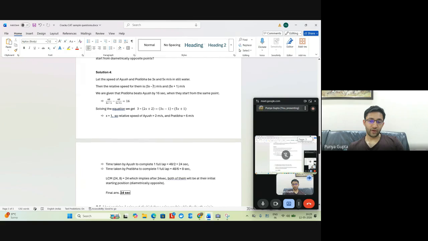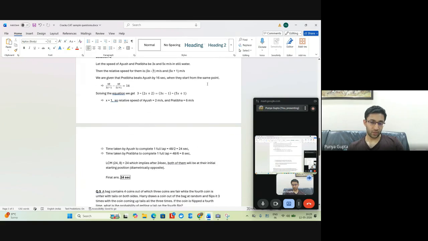And we are being asked to find after how much time they will return to their original position, which is nothing but LCM of 24 and 8, which comes out to be 24 seconds. So the answer for this question is that they will meet again at the initial starting position, which was diametrically opposite, after 24 seconds.